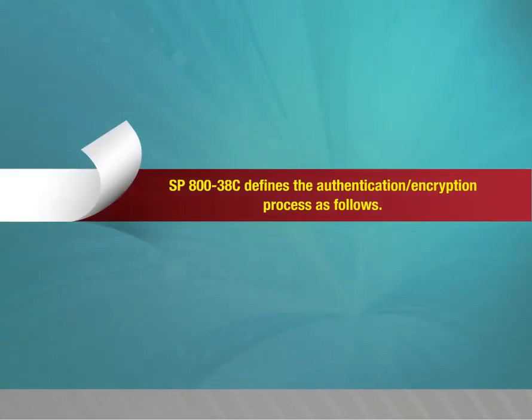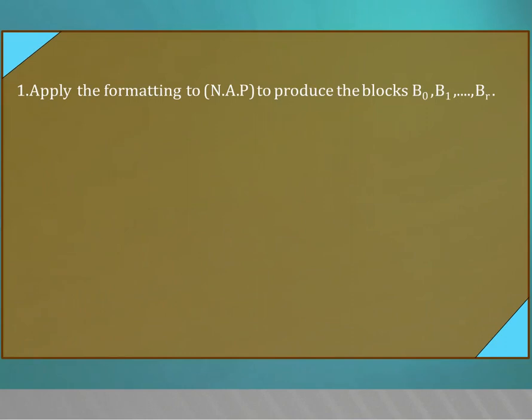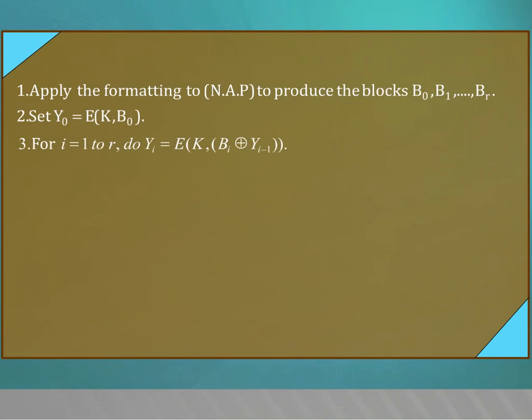SP 800-38C defines the authentication and encryption process as follows. Apply the formatting function to N, A, P to produce the blocks B0, B1, and so on up to Br. Set Y0 is equal to E(K, B0). For i is equal to 1 to r, do Yi is equal to E(K, Bi XOR Yi-1). Set T is equal to MSB Tlen of Yr.